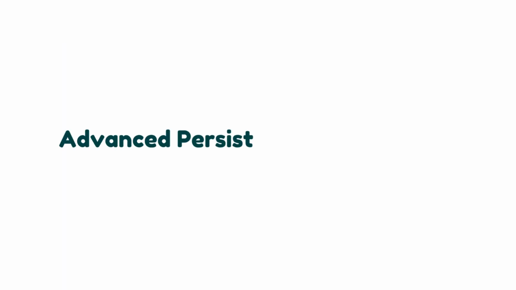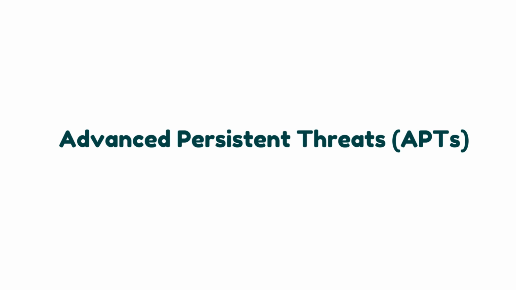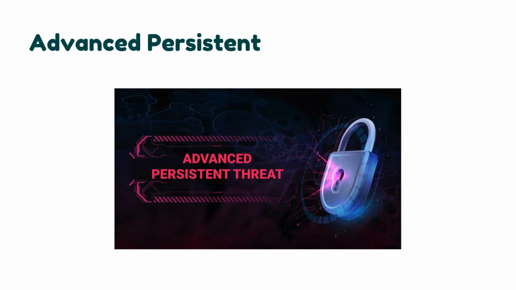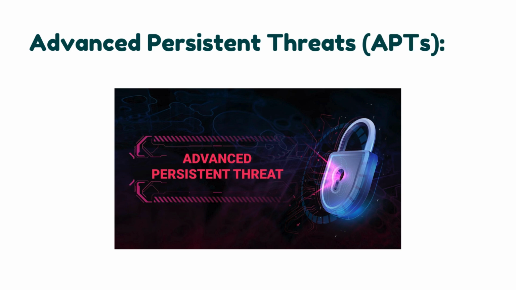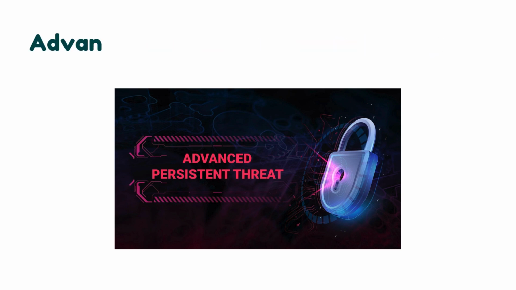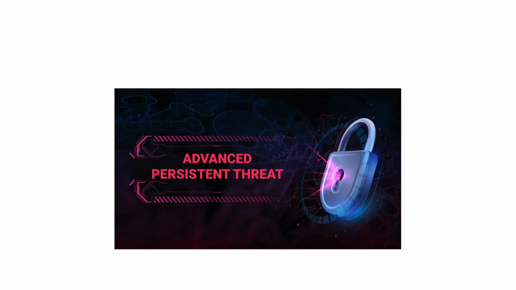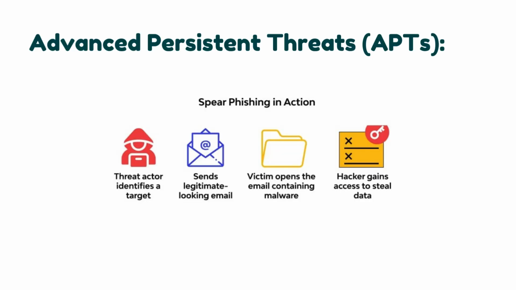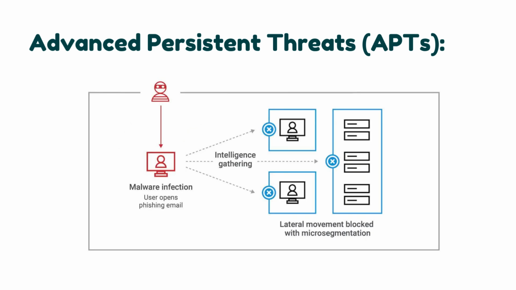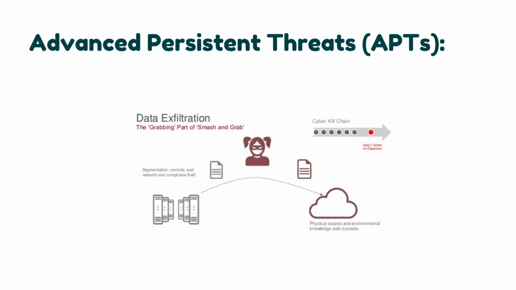10. Advanced Persistent Threats, APTs. APTs are highly sophisticated and targeted attacks that aim to gain unauthorized access to a specific target over an extended period. These attacks often involve multiple stages and can bypass traditional security measures. We will explore the techniques used by APTs, such as spear phishing, lateral movement, and data exfiltration, and discuss strategies to detect and mitigate these threats.